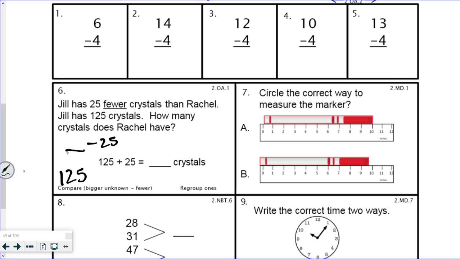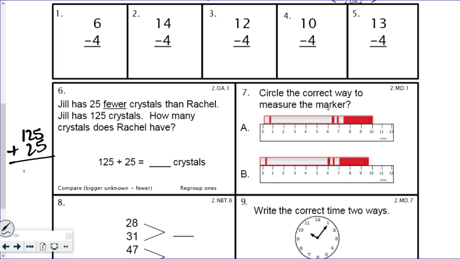So you're going to want to rewrite the problem. So let me erase all this stuff. You don't need this. You're going to want to rewrite the problem that they've already written for you. We're going to put 125 plus 25 so that we can figure out how many crystals Rachel has. Like that. Okay, so pause your video and do number 6. Sorry for confusing you.